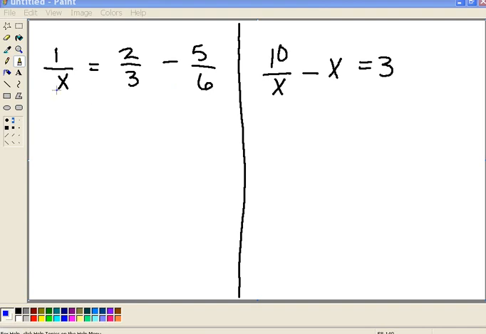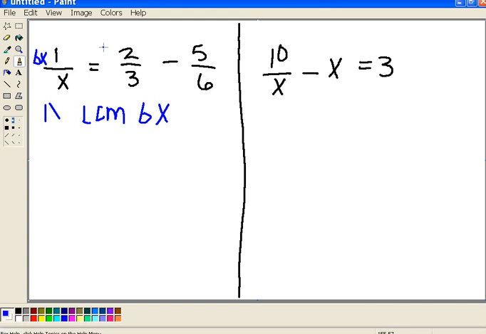So first I'm going to look at the numbers. Here I have a 1 in front of my x, so I don't need to worry about that. I've got a 3 and a 6. What is the smallest number that both 3 and 6 go into? And that is going to be 6. Okay? And now I want to look at my variables. I have an x, 6x. And so now what I want to do with that is multiply every single term by 6x.